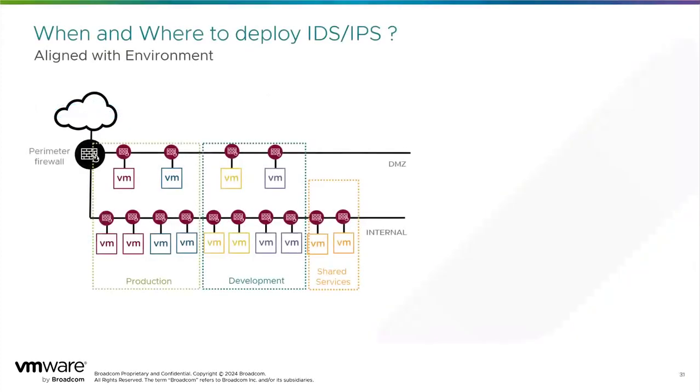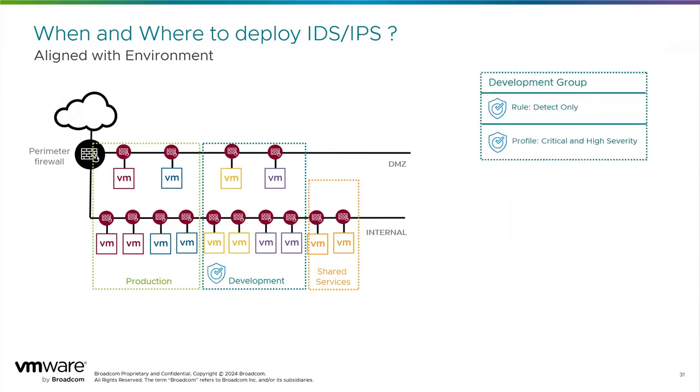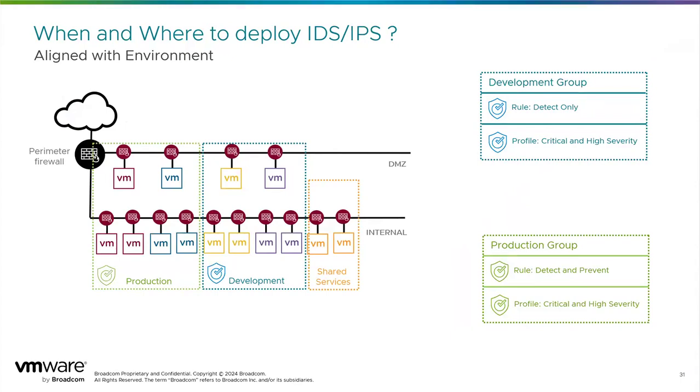In regards to the use cases, the first we'll say is, well, when and where do we deploy the IDS/IPS? Do we align it with the environment? Do you define it within the development or the production or both within shared services? Do you then create the profile based on critical and high severity workloads? You then turn around and tune these workloads and flows to ensure that you're getting rid of any of those false positives.